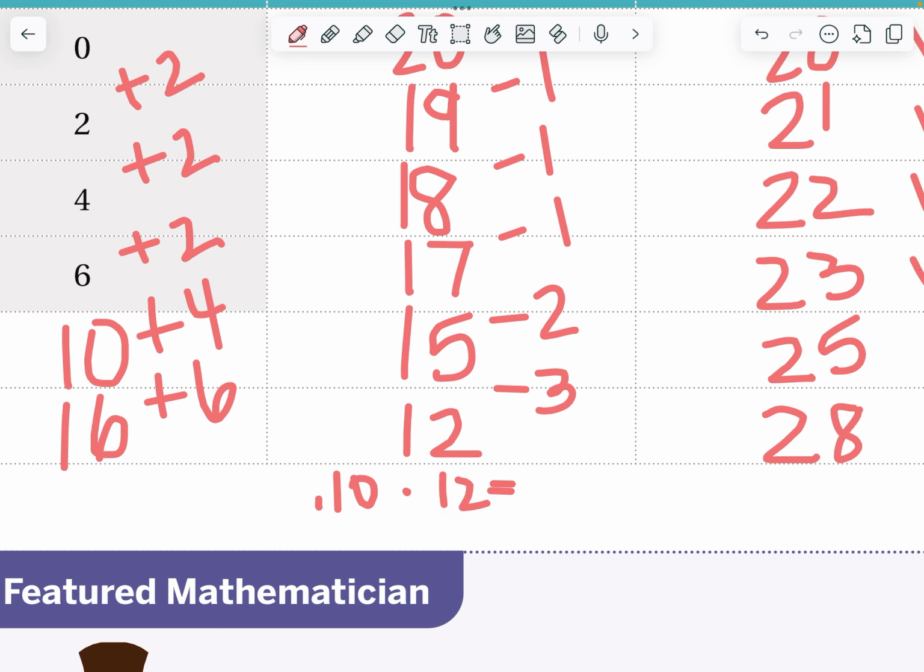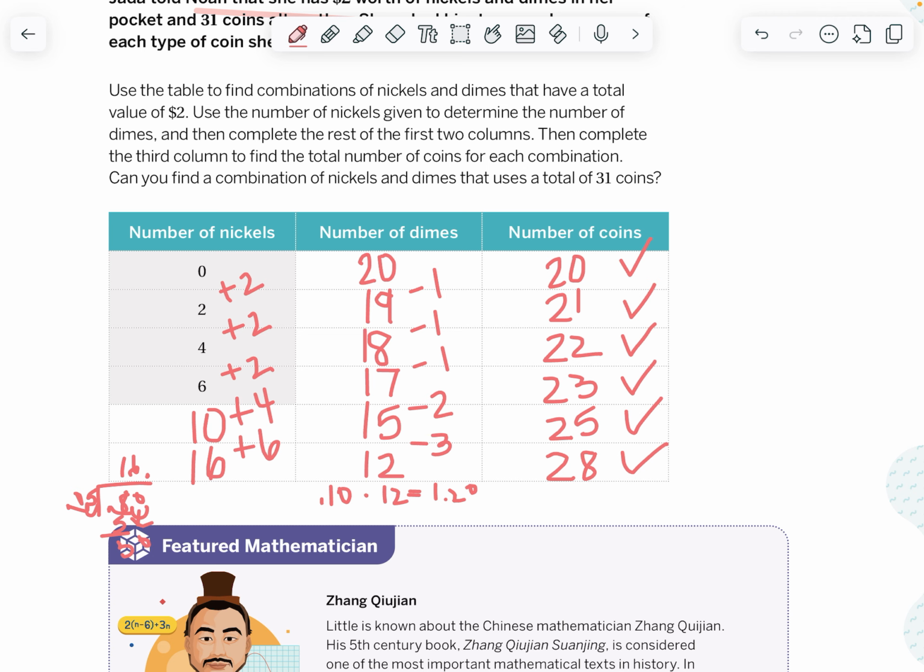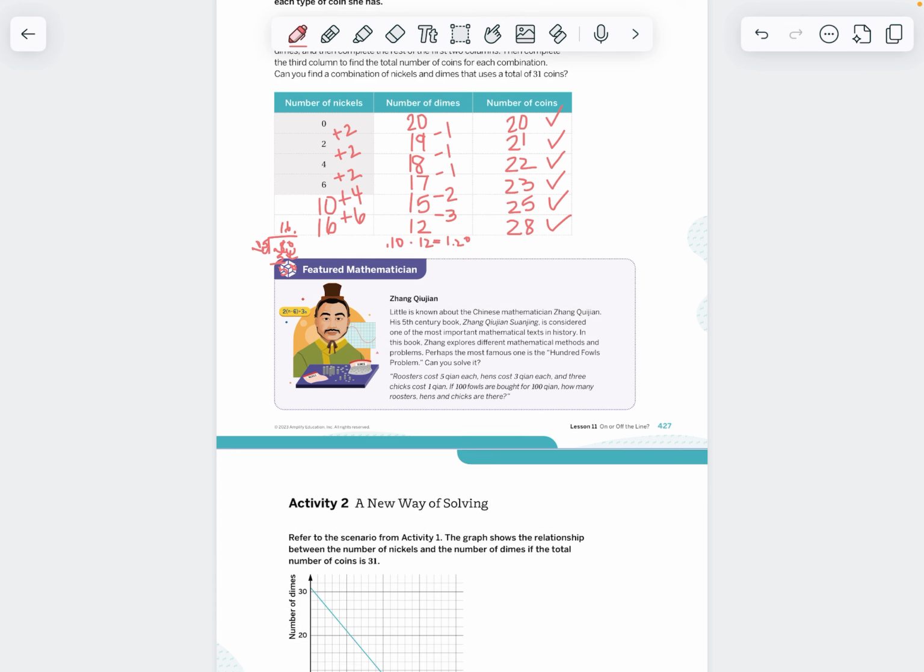So nobody really wants to be making these charts to guess, like, okay, what do these coins get me at $2? How do I get to 31 coins? There is a much easier way to do this.